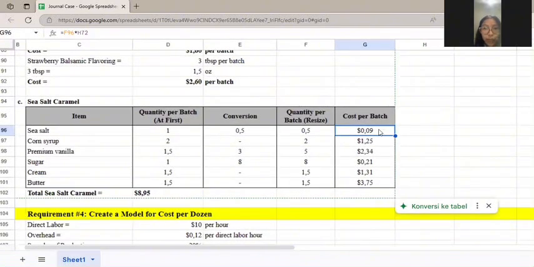And we do it for corn syrup, premium vanilla, sugar, cream, and butter. And for the total sea salt caramel, we just total all the cost per batch. So that's all for requirement 3. Thank you.